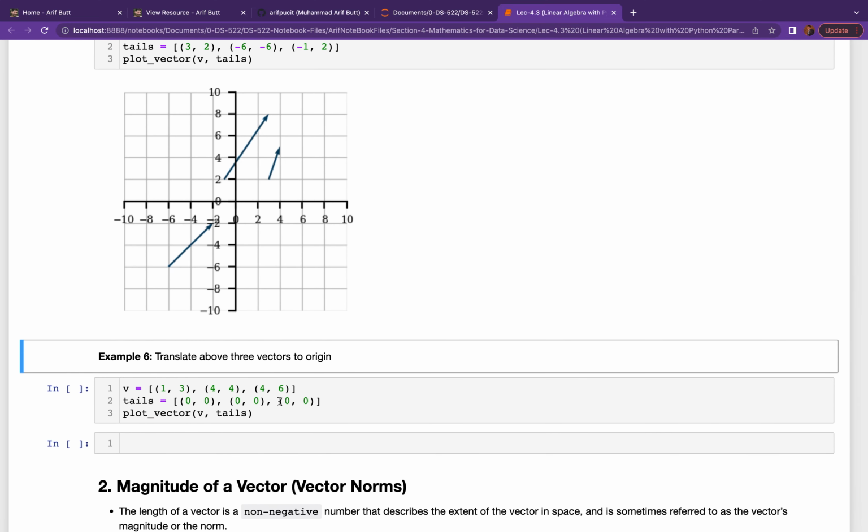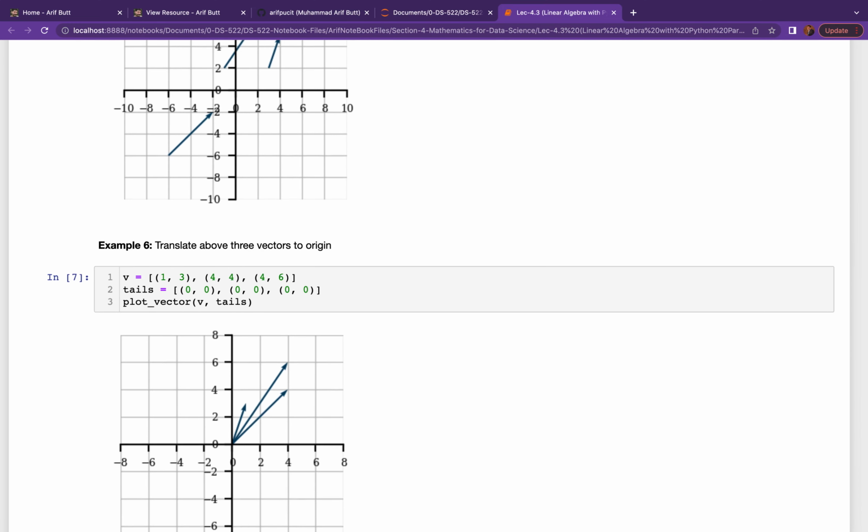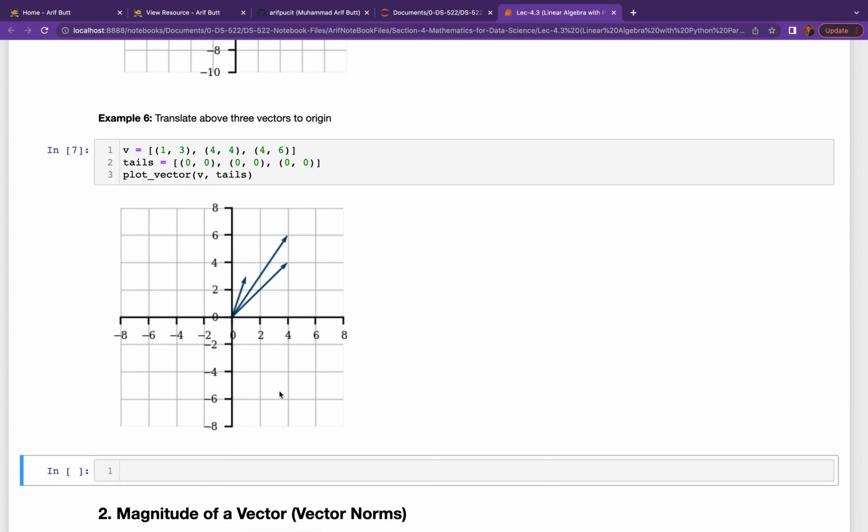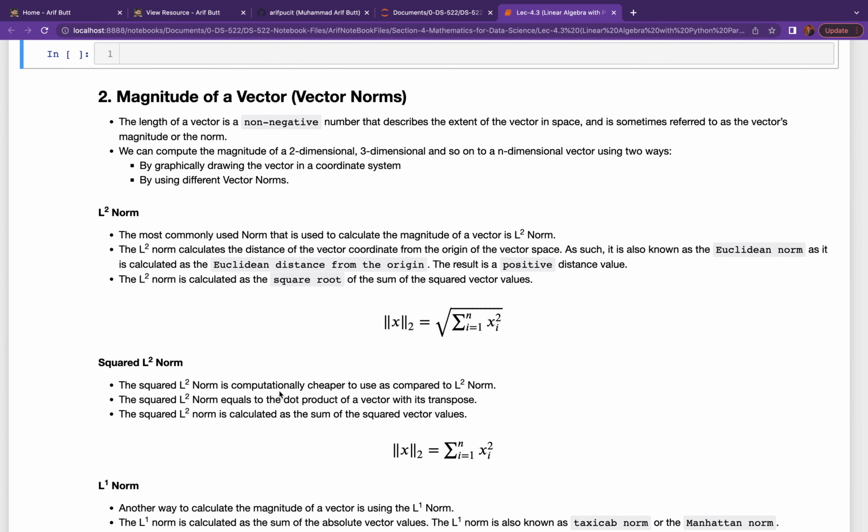And this is what is shown over here. So all the 3 vectors starting from the origin. Okay, so now let me talk about the magnitude of a vector.